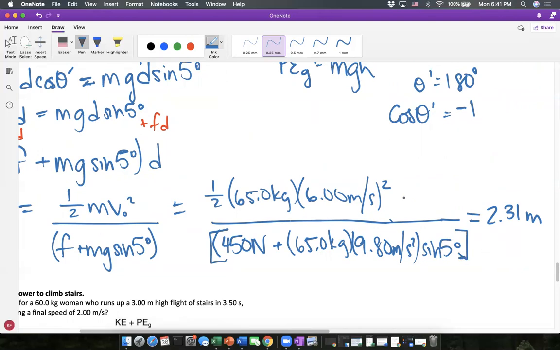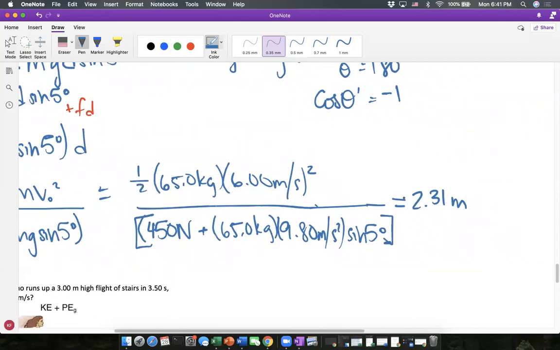And again, you can check your units. From this, you would have gotten Newton meter over Newton. Again, you'll end up with your meters here. So that is my distance traveled.